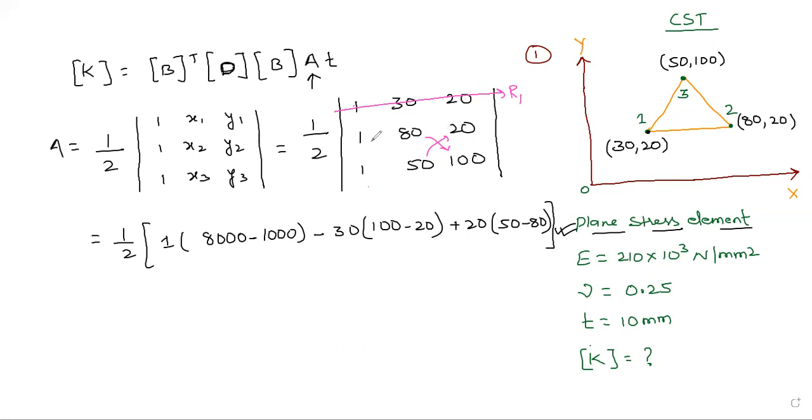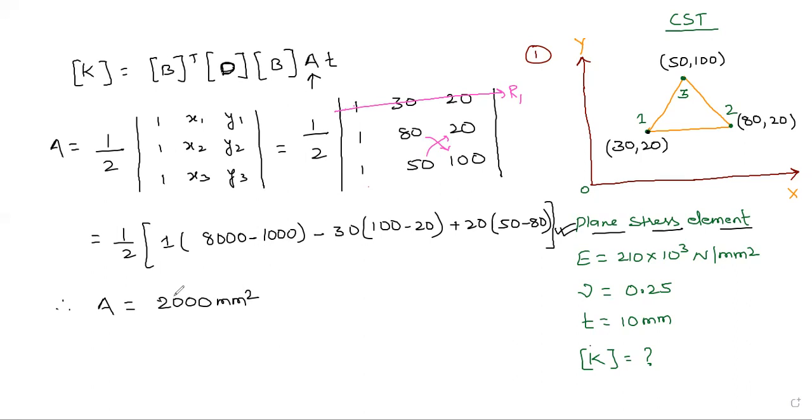So remaining will be 1 into 100, and here 1 into 20. So 100 minus 20. As we will take 20 outside, so this will go off, this will go off. So this will be 50 into 1 minus 80 into 1. So 50 minus 80. As we will solve this, we will get the area value. So from here directly I am going to write area, after solving this divided by 2. The value is going to be 2000 mm square. Now area we have calculated.